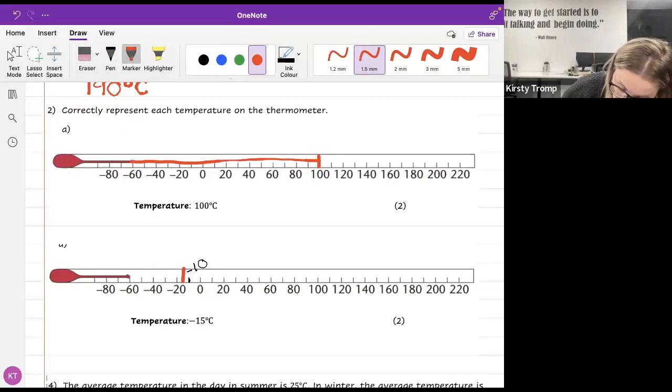And then what did I do? I just joined up this line to get me to negative 15. So that's how I read negative 15. I hope that that helps.